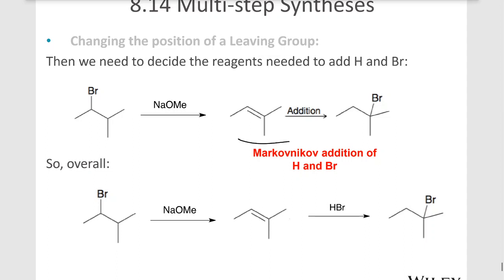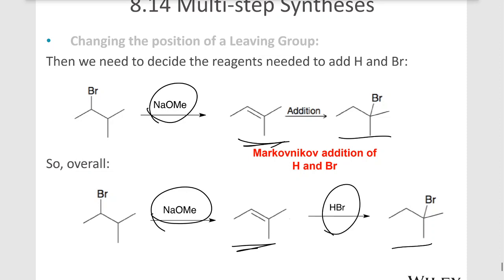And so this alkene will give us the addition product we want. In other words, we're going to use a small base to give us this alkene here, and then an addition reaction will put the bromine here. So the overall reaction is sodium methoxide to give us the more substituted alkene, and then HBr is going to give us H and Br added in Markovnikov fashion. So we've essentially moved our bromine to the adjacent carbon.